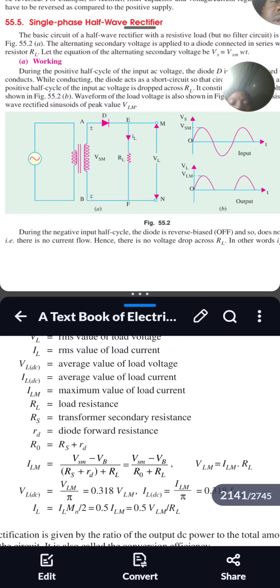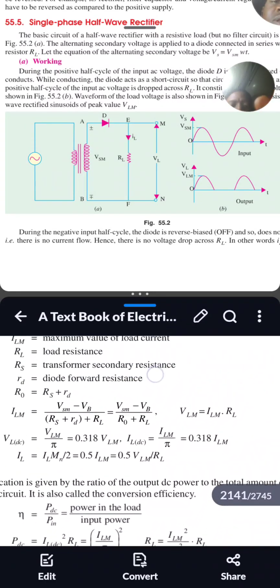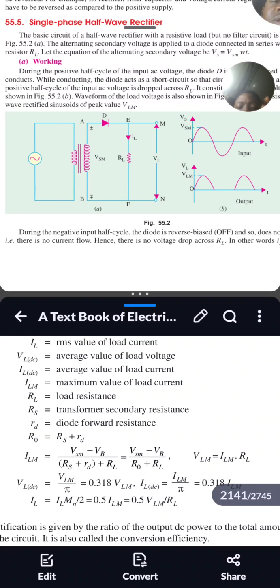Now ILM, the maximum value of load current, is the same thing as IM. IM can be gotten from the calculations as we are going down, so that as I'm talking you're going to understand what I'm saying. So the load resistance, you guys know that one. The transformer secondary resistance, sometimes it can be given, sometimes it cannot. Most times the load resistance is always given.